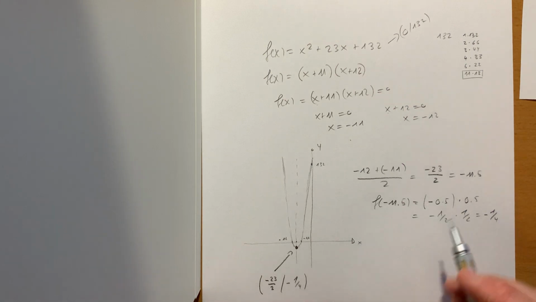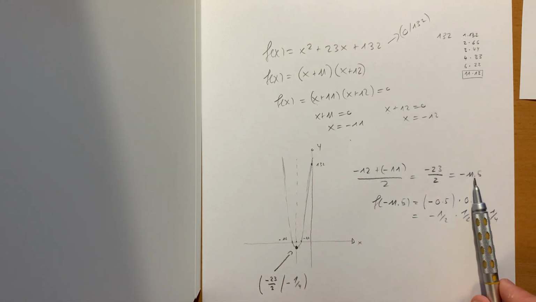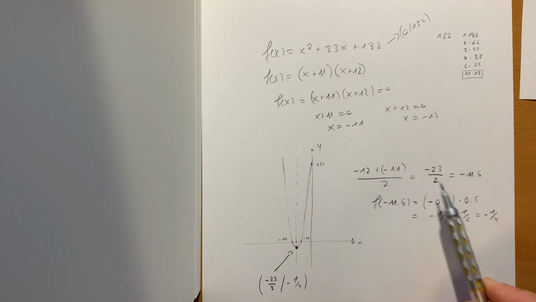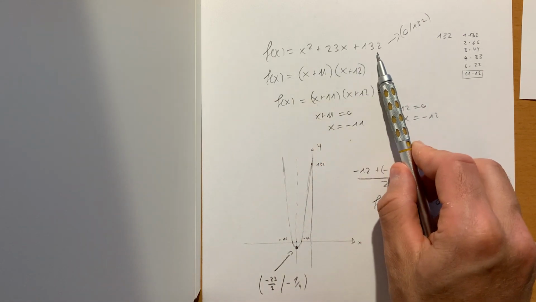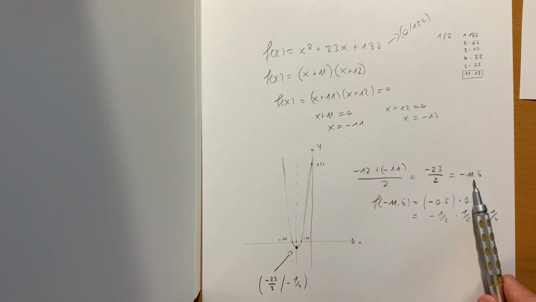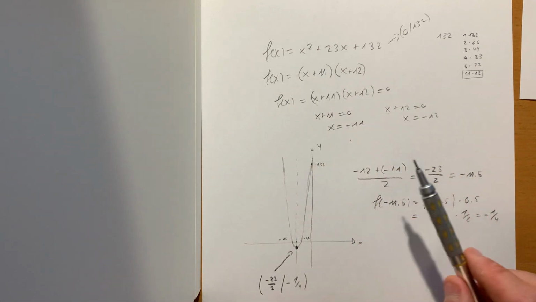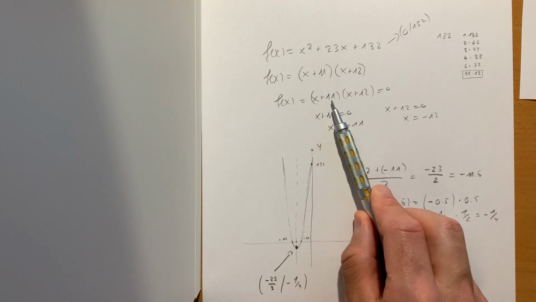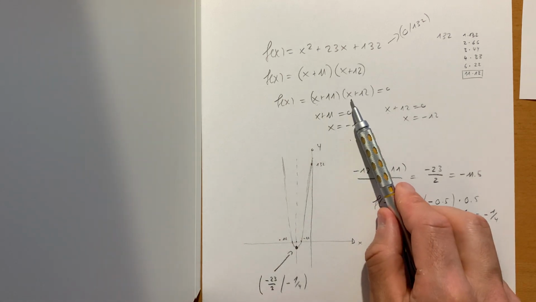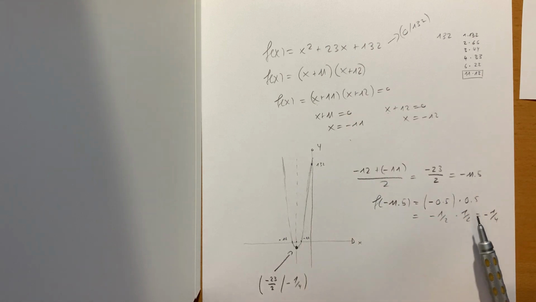Now look, it's probably much easier to plug it in here than here. Although you could plug it in here. That would be possible. You can always plug it into the original function. But you see here, minus 11.5 plus 11, that's minus 0.5. And minus 11.5 plus 12, that's 0.5 as well. So you get minus a quarter, and it's much easier.